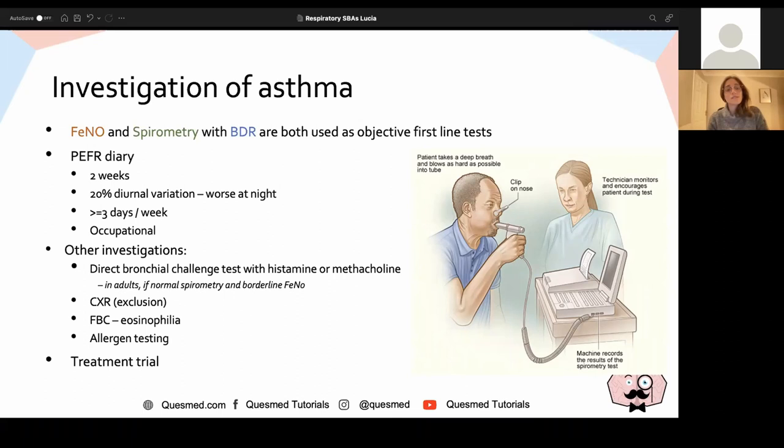And you might even see patterns of whether asthma is occupational if you're doing a peak expiratory flow for 2 weeks. If there's something that triggers a patient when they're, say, at home on the weekend or in the office during the week, it's a very good indication.